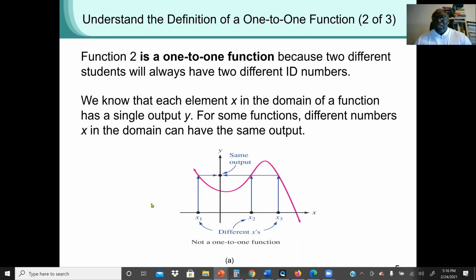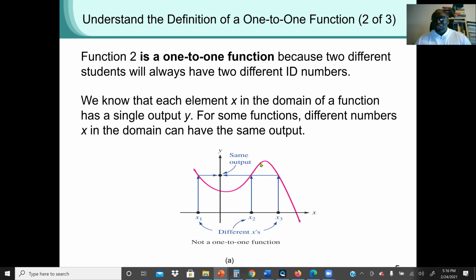Now we know that each element X in the domain of a function should have a single output Y. That's the whole concept here. That's why for one student, the output is a college ID, only one unique college ID. So for some functions, again, different numbers X in the domain can have the same output also.